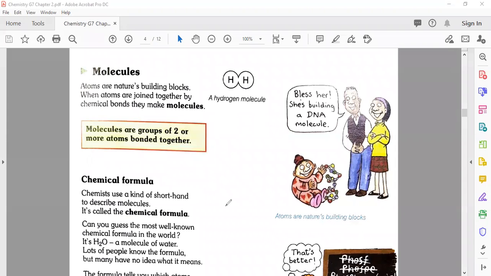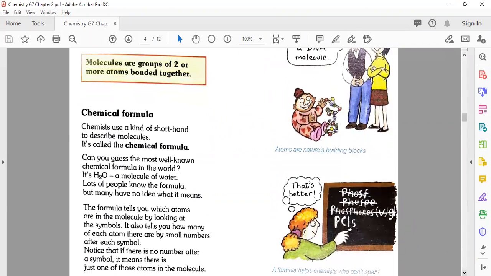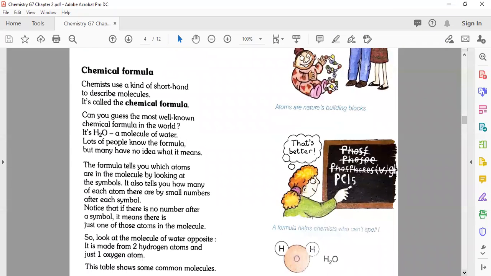Okay, now let's see what is a chemical formula. You need to open your textbook page number 21. Here we're going to discuss this in detail. Chemists use a kind of shorthand. They're not going to write the complete name of an atom like hydrogen, they just write capital H, to describe a molecule. It is called a chemical formula.